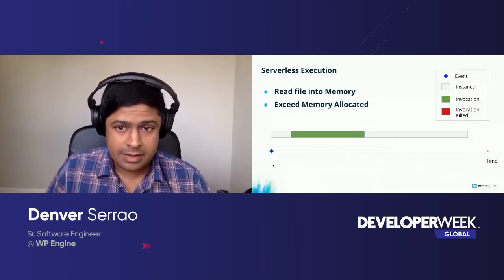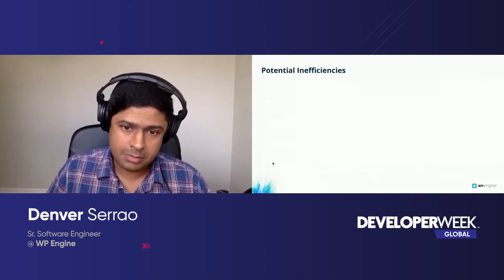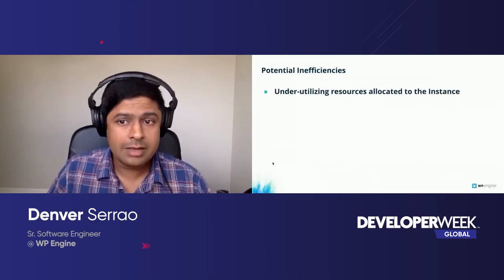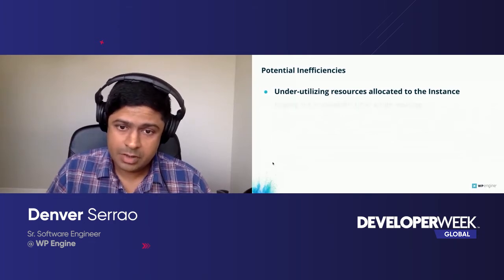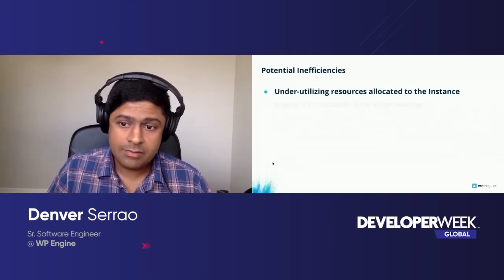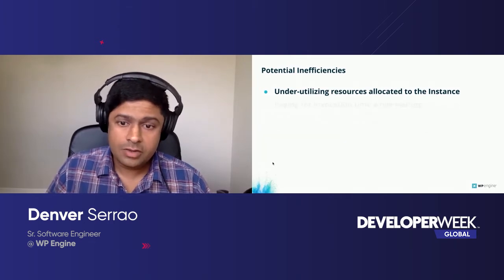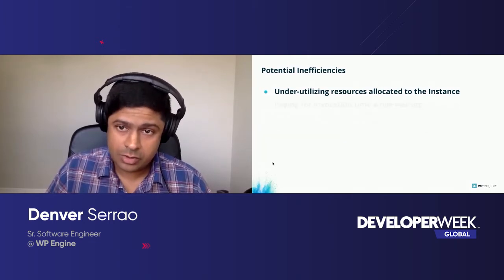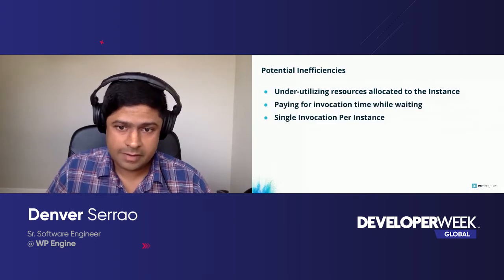So as we can see, these two factors combined can be the cause of higher than expected bills. We have to allocate more resources than we need to avoid the instance being killed. But we also have to pay for the invocation time while we're waiting on external dependencies. So these really boil down to the same root cause, which is the limitation of a single invocation per instance.